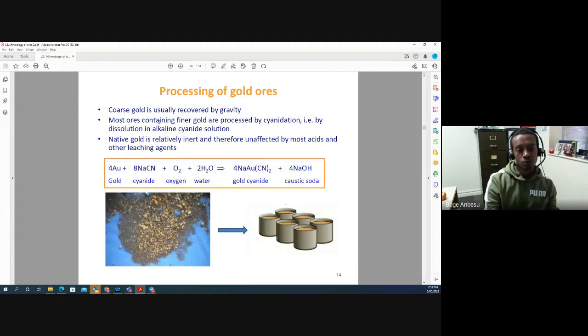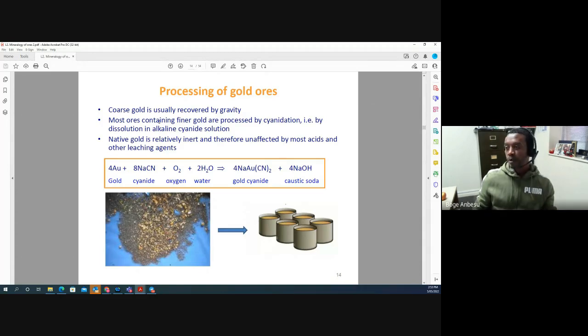So what I wanted to mention for this course is that typically in cyanidation, there are two issues. One, cyanide is consumed a lot. So in this case, for example, for every 4 moles of gold, you need 8 moles of cyanide, and you need oxygen. So why is that a problem?